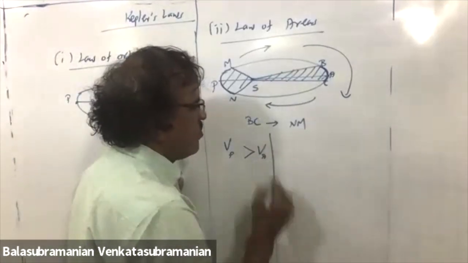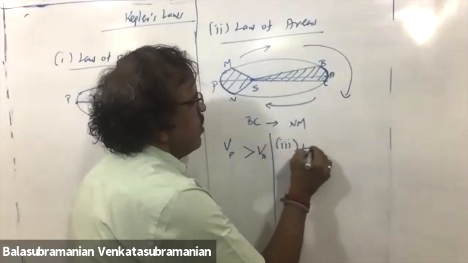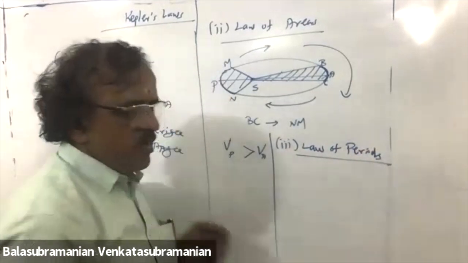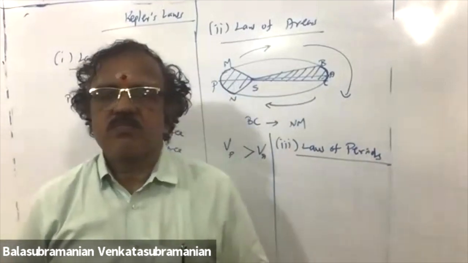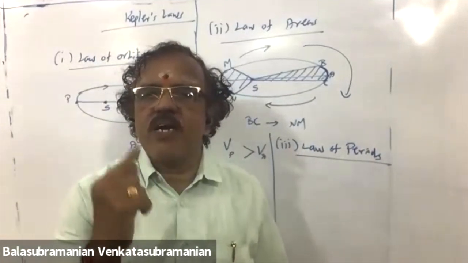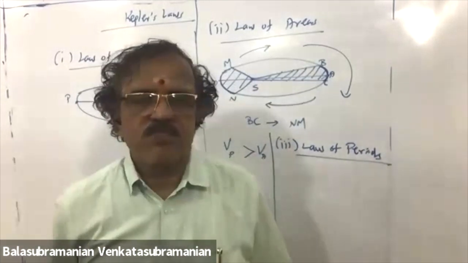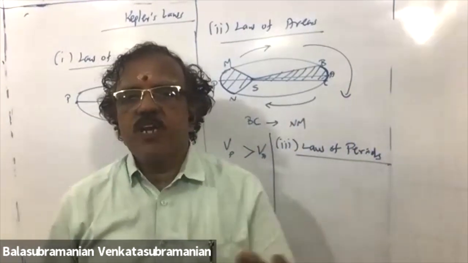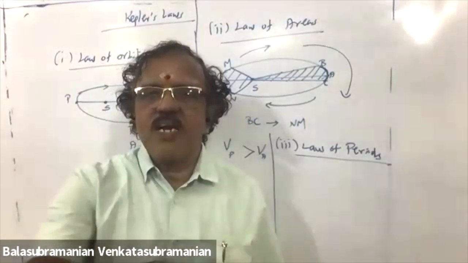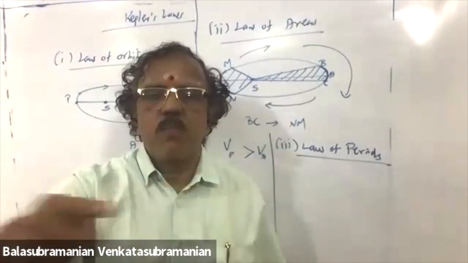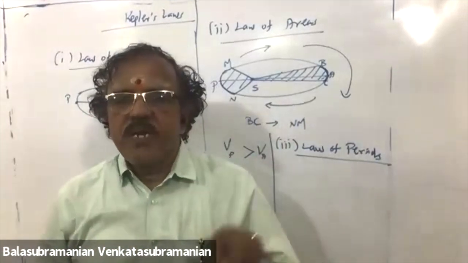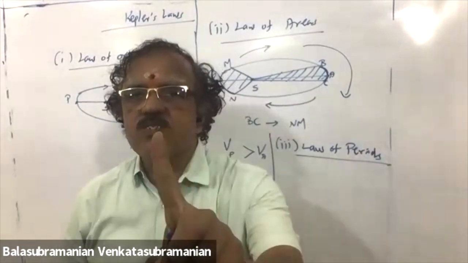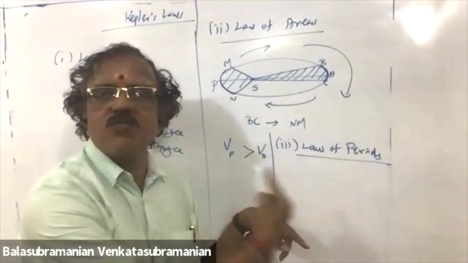And third, law of periods. What is called a period, first of all? Time taken by the planet to revolve around the sun once. That is called the time period. Simple pendulum oscillation we have discussed. You calculate the time for 10 oscillations, 14 seconds. Period is 14 by 10, 1.4. Time taken for one oscillation. Here, time taken for one revolution.